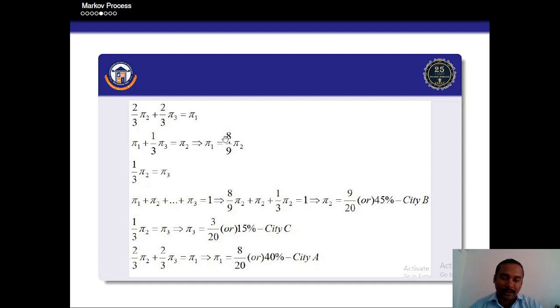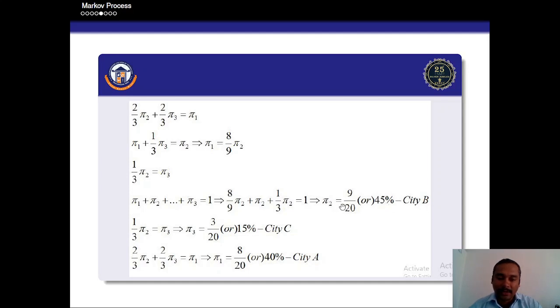Now pi 1 is in terms of pi 2 and pi 3 also in terms of pi 2. So use these two equations in the sum of probability vector equal to 1. So pi 1 plus pi 2 plus pi 3 equal to 1. Using this equation, we can get the value of pi 2. Pi 2 equal to 9 by 20. So in terms of probability, 45%. So the probability of selling by the salesman in city B is 45%.